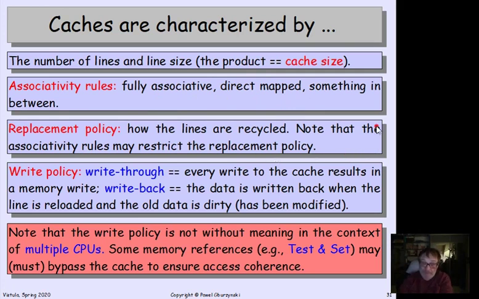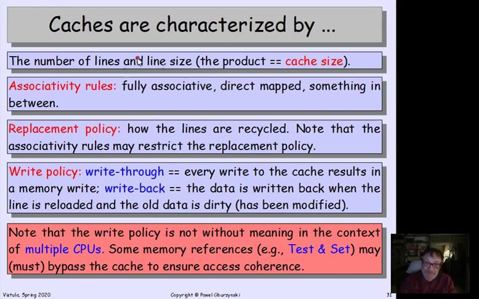Then there is the replacement policy, how the cache lines are recycled. When the CPU, the program, references some data in memory, and the block containing the data is not present in the cache, then it has to be fetched and put into one of the lines. The question is which line it is going to be put into. If we have a direct mapped cache, then there is no flexibility at all. We know, given a memory block, in which line we have to put it. And then we just put it there. The previous contents of the line are evicted, as we say.